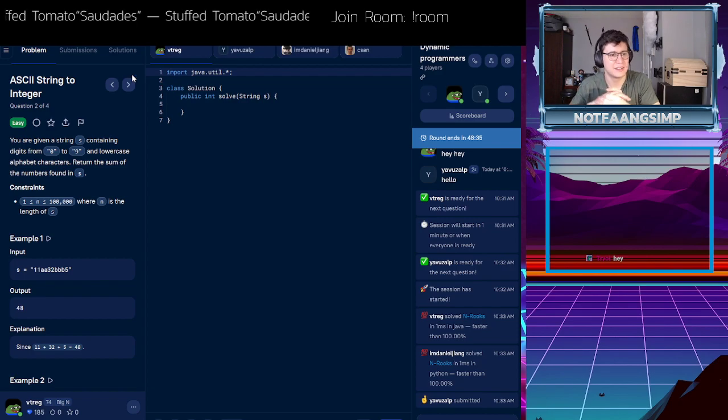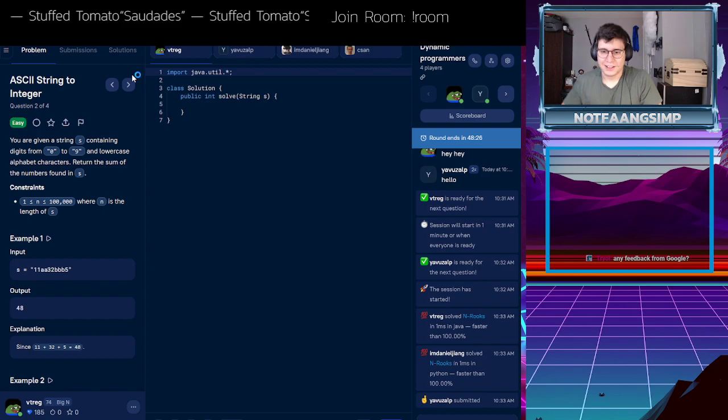Okay, ASCII string to integer. You are given a string S containing digits from 0 to 9 and lowercase alphabet characters. Return the sum of the numbers found in S. Still nothing, dude. Still nothing.